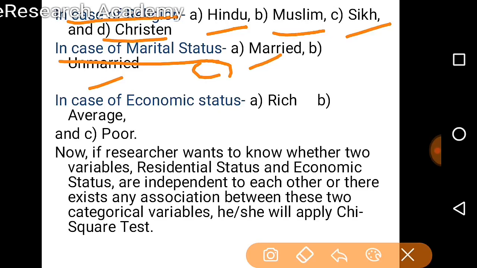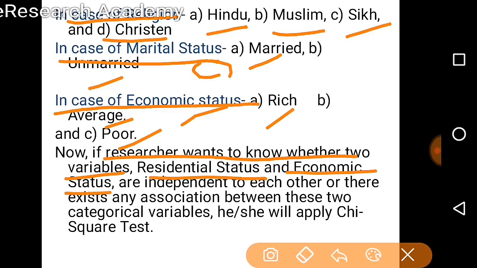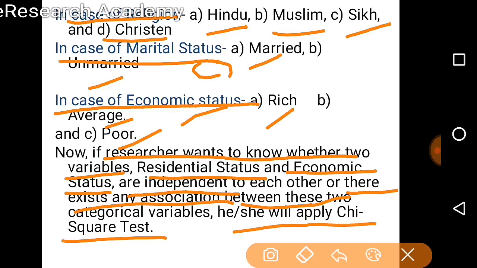Next example, in case of marital status, the respondent can be married or unmarried, or there can be a third option, divorcee. Next, in case of economic status, a respondent can be rich, average, or poor. So there can be three categories as per his or her economic status. Now, if a researcher wants to know whether two categorical variables, residential status and economic status, are independent, or there exists any association between these two, he or she will apply the chi-square test of independence of two categorical variables.